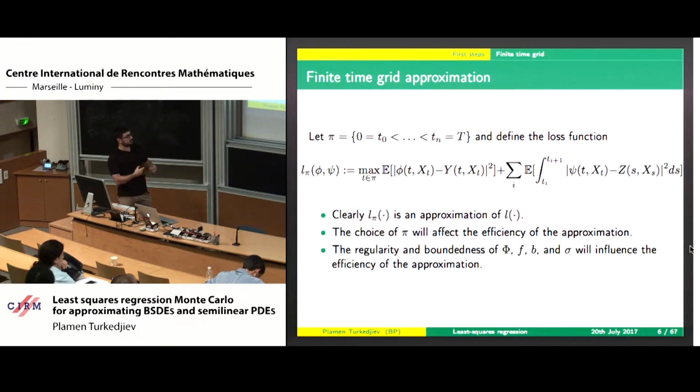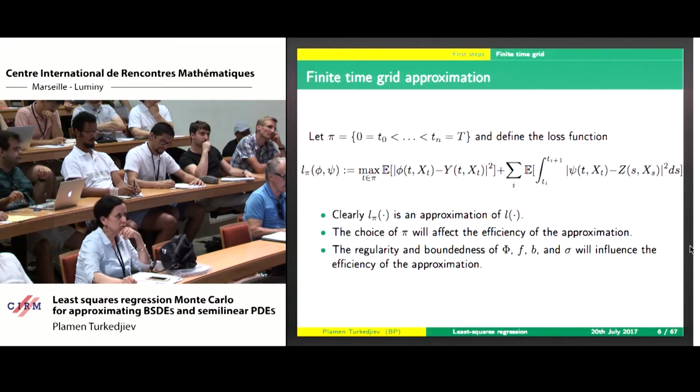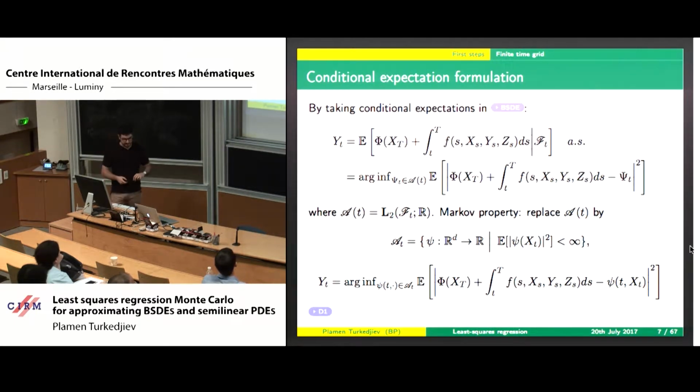And obviously how we choose the time grid is going to affect how accurate that approximation is, as is the smoothness of the functions phi, f, b, and sigma that we use to define our equations. So there will be some material on the precise convergence rates of our numerical scheme that do capture this smoothness and the time grid, and those are going to appear as this talk goes on. Okay, I'm going to go here because it's easier than twisting backwards and watching.